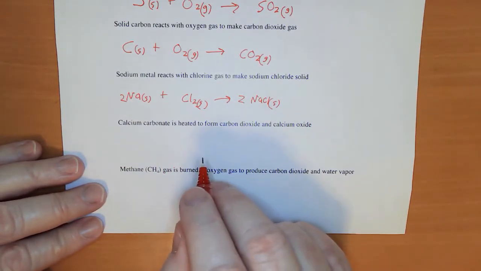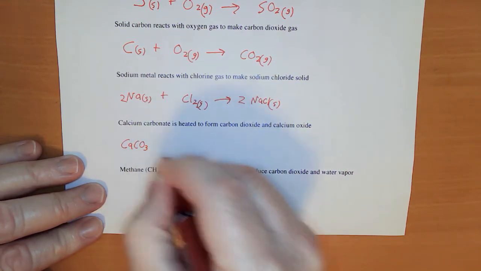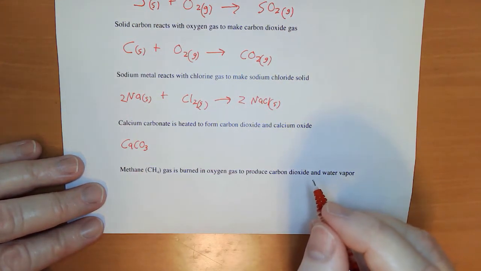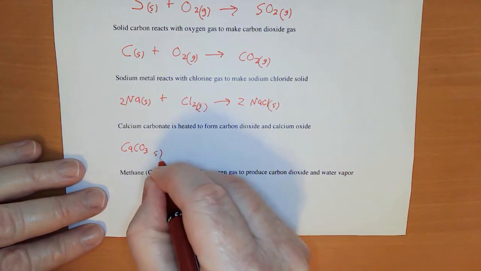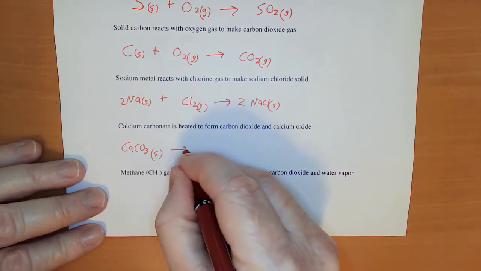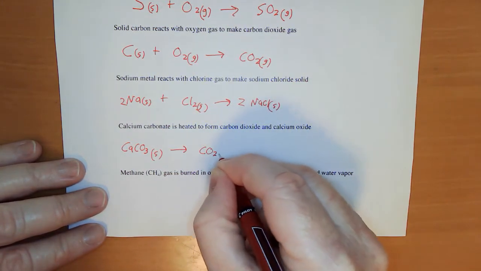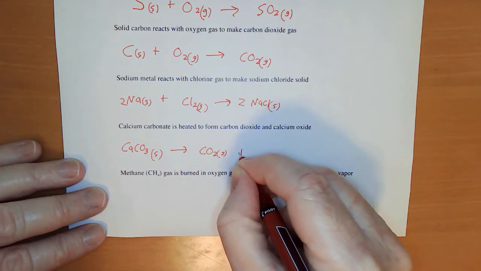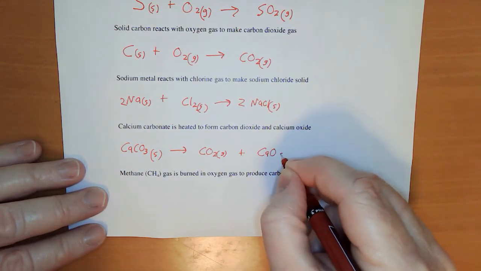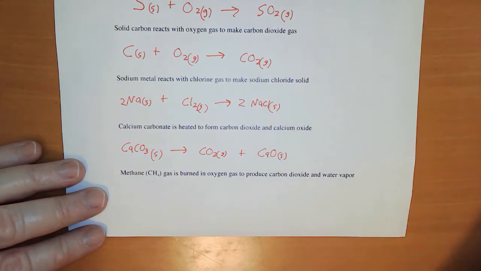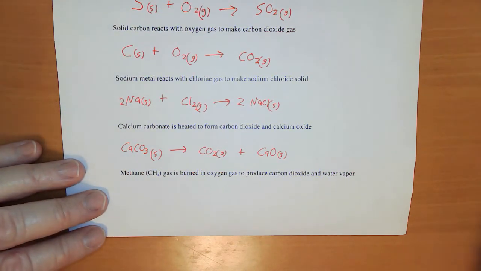Calcium carbonate is heated. Now calcium carbonate, CaCO3. I'm relying on stuff I learned in the last chapter. That's an ionic, so it's a solid. If you didn't put state of matter, you'd be okay. To form carbon dioxide, CO2, which I know is a gas, and calcium oxide, CaO. Now that's ionic and is going to be a solid. Again, if you didn't get that, the world is not going to end.